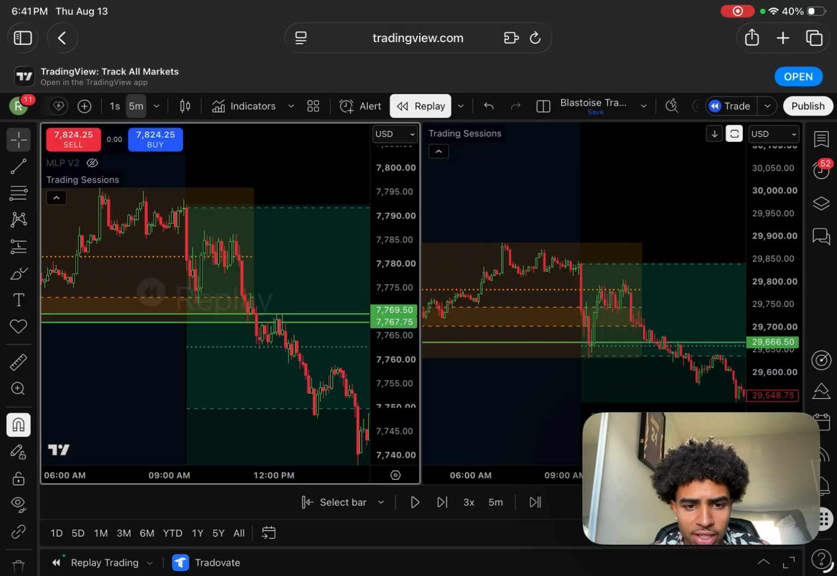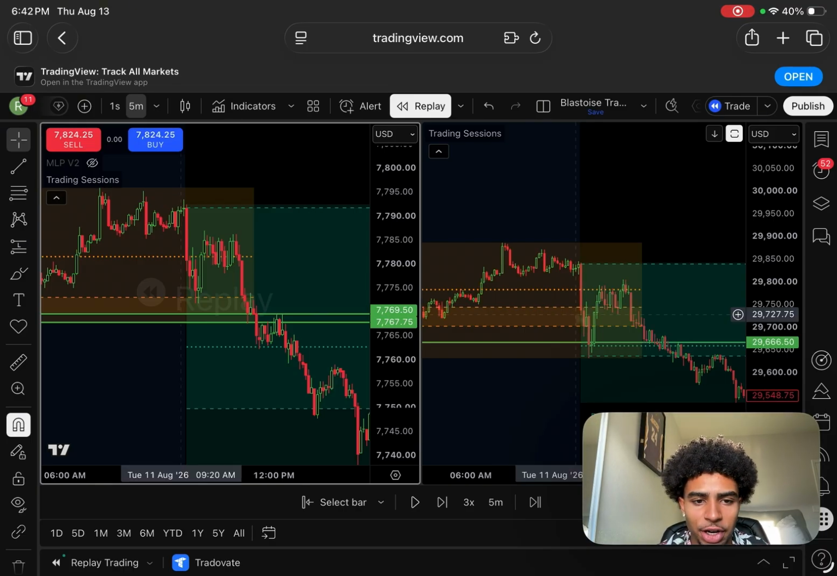Okay, so here's an example of an SMT, right? My bad for the shitty example. I'm trying to replay it and show you guys live, but when I try to move the market, it's not moving on both of them at the same time, which I don't know why it's doing that. So I can only show you guys an example, right?